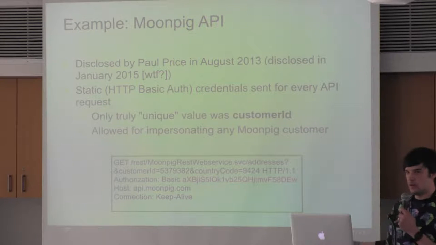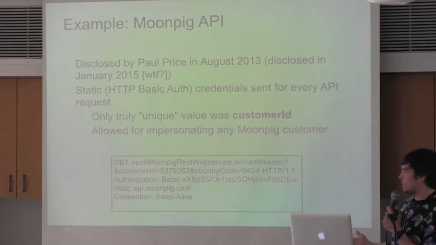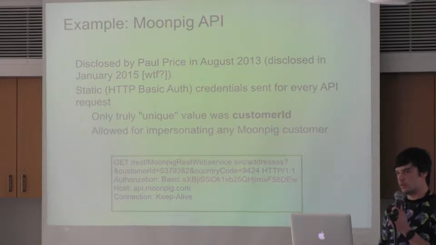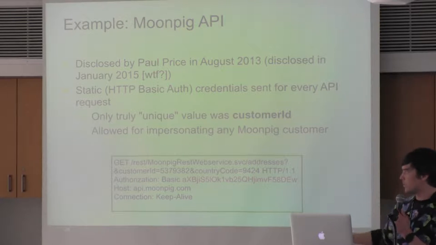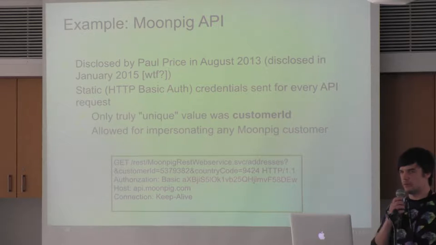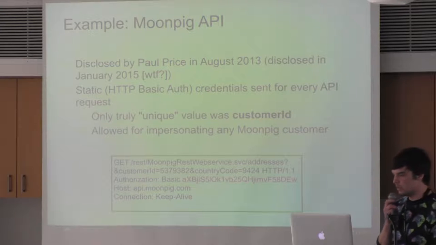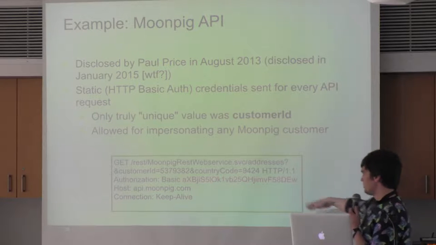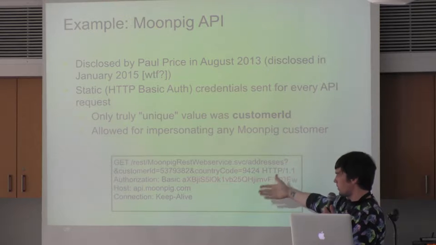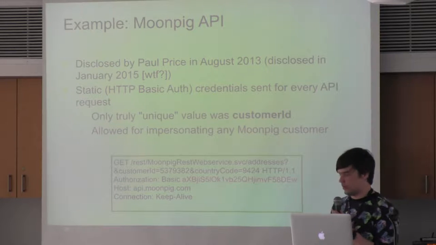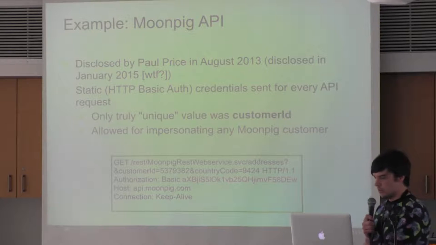So the only unique identifier or value was the customer ID. If you could just iterate through every single customer ID, you could access everyone's Moonpig account. Apparently they're a greeting card printer or something like that. So you see here, just the customer ID over there, and then obviously you don't have any comparison, but it was just the same basic auth header every time.